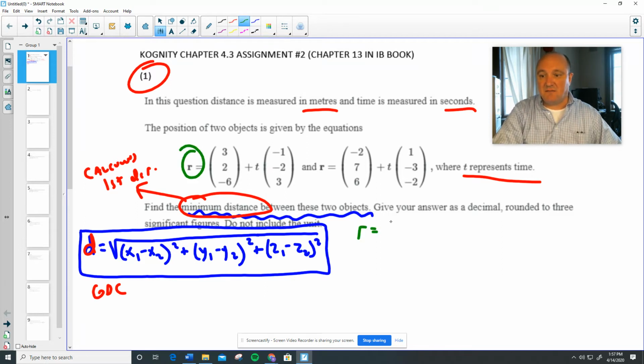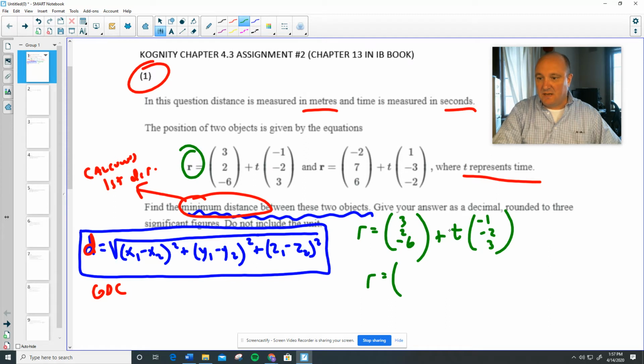So in the first line, I've got r equals, and I'm just copying down what I have above. Now, I'm adding vectors here, so I could rewrite this as 3 plus t times -1, which is just 3 minus t. Then 2 plus -2t, and -6 plus 3t. Right, this is the first line, which I'll call r1.